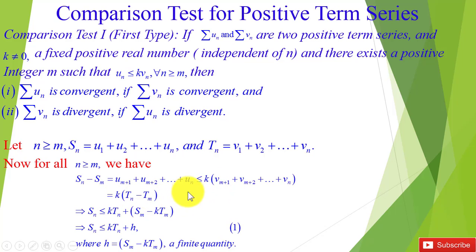Which is equal to k times Tn minus Tm. This quantity is equal to Tn minus Tm. Therefore, Sn is less than or equal to k times Tn plus Sm minus k times Tm, which implies that Sn is less than or equal to k times Tn plus h, where h is equal to Sm minus k times Tm, a finite quantity.